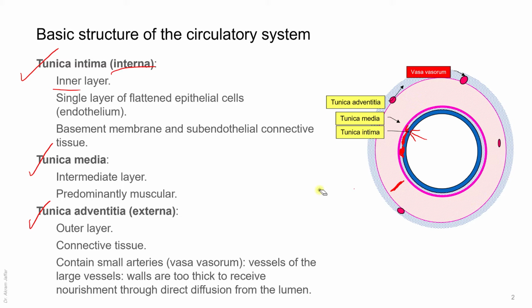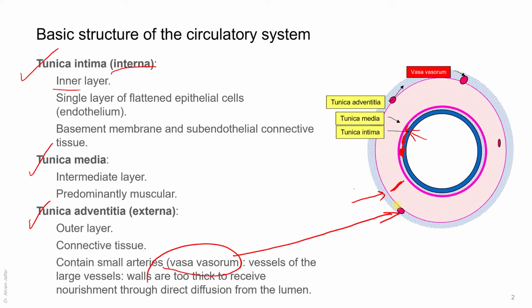Then the tunica adventitia, which is the outer layer, tunica externa, is formed of connective tissue. And in certain arteries, especially larger arteries, there are small arteries as well supplying the wall. So these are arteries of the arteries, or vessels of the blood vessels, and they have a special name. We call them the vasa vasorum.